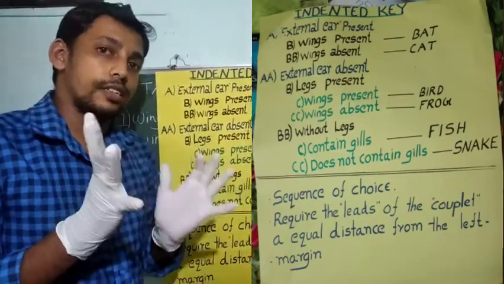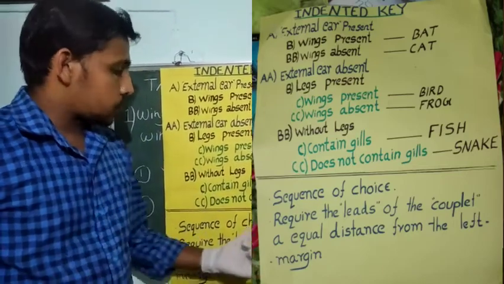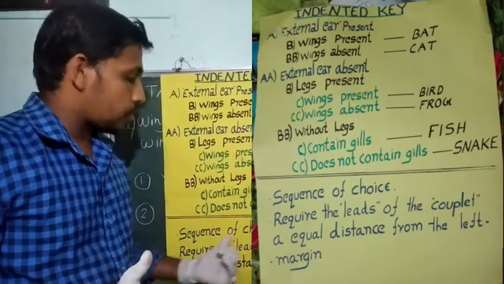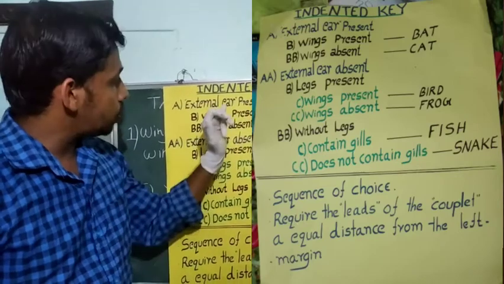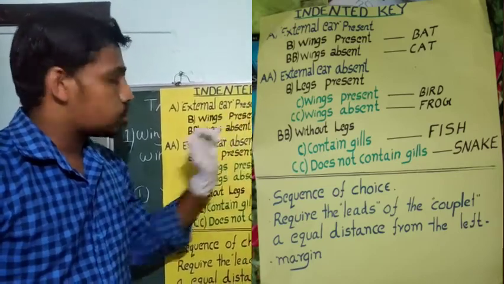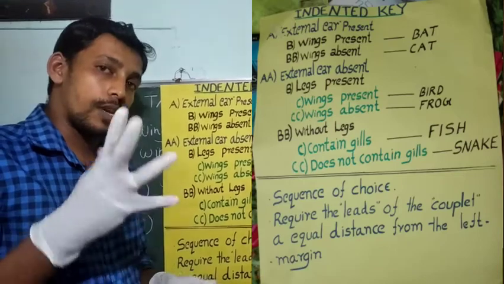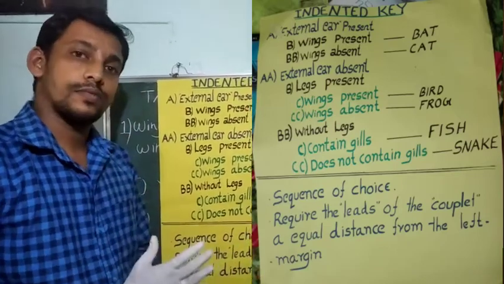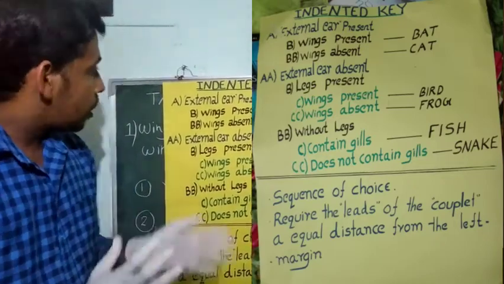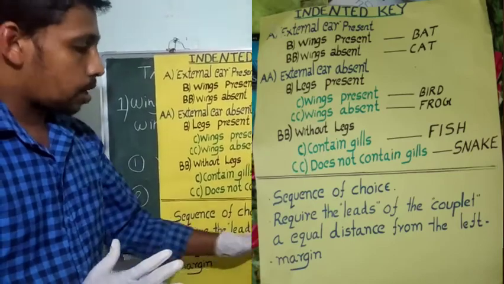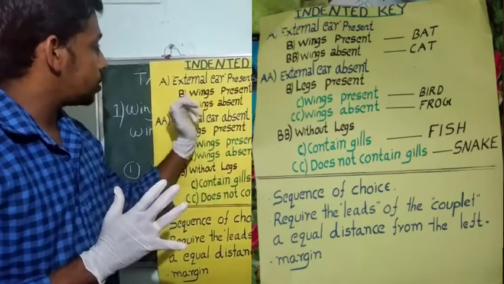So what is meant by an indented key? This type of key provides a sequence of choice in between the statements. Here this one is a statement, and in between these statements there are choices. This type of key provides a sequence of choice between the different statements. Then this key requires the leads of the couplet. This one is a couplet, and these are the leads.